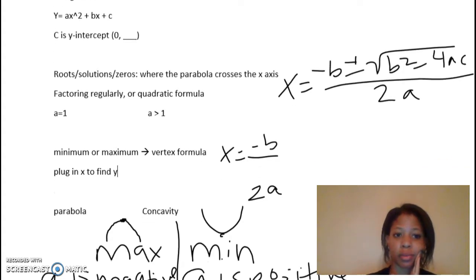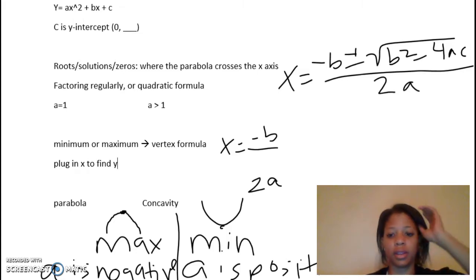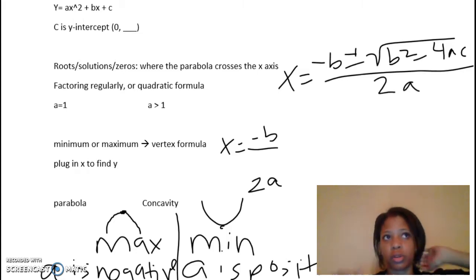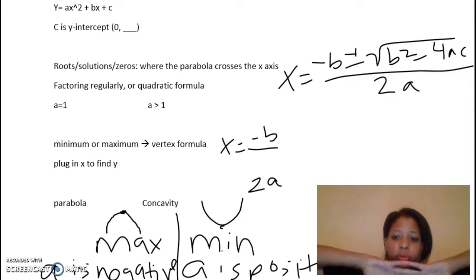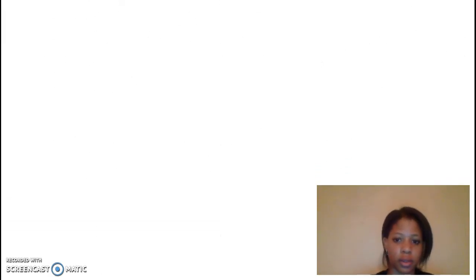Anything else you need to remember? This should be about it. The main thing is just going to be knowing what to use for which problem. So we're going to do a couple guided practices. Okay? I don't know why there's a whole blank page.